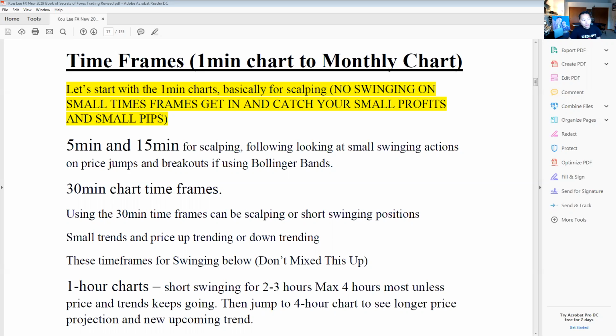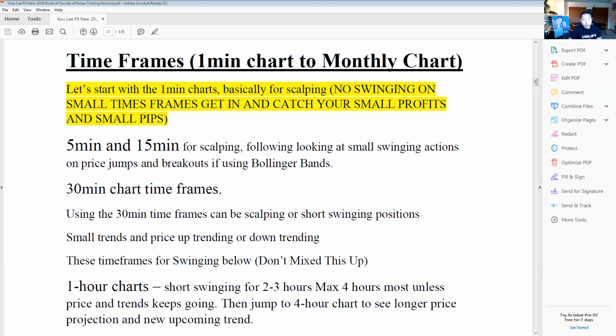Once you get used to it, if I was going to swing on a 30-minute chart, I would still hop on the 4 hour because I want to see how long I'm going to ride this trend out for the whole session, or maybe for the next 8 to 12 hours. On the 4 hour chart, you can ride a trend for 2 sessions in a row. That's 16 hours straight. So that's another thing to take a look at.